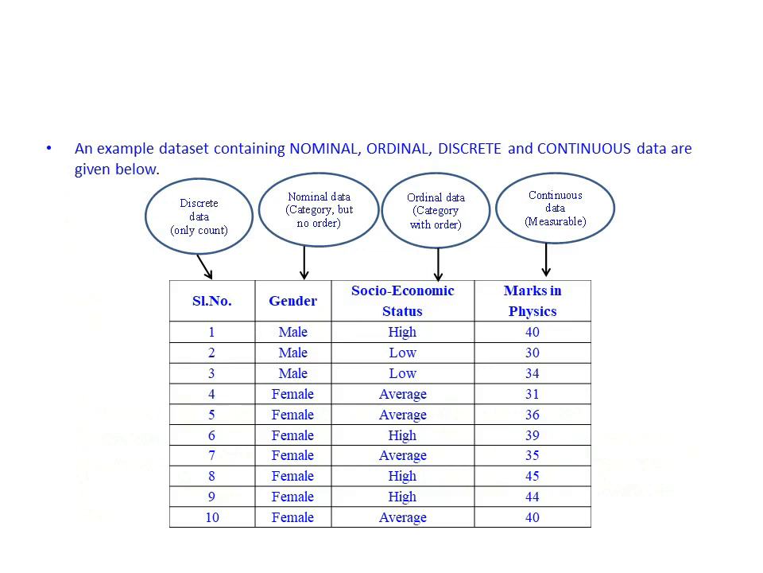Here is an example dataset containing nominal, ordinal, discrete and continuous data. You can see that the number of students is given in the first column, which is discrete data because it is only count. The second column shows the gender of students, which is nominal data because it is categorical data but without any order. The third column shows the socioeconomic status of students, which is ordinal data because it is categorical data but with some order: high, average, low. The last column shows the marks of students, which is continuous data, which are measurable numerical values.